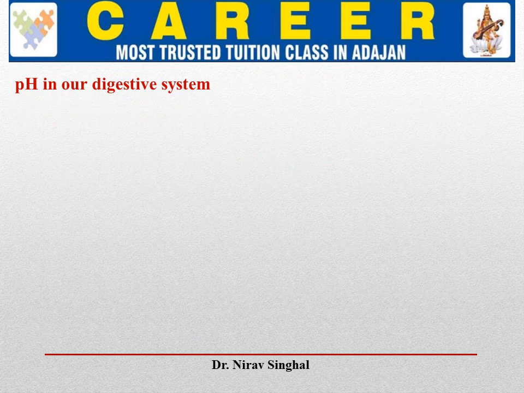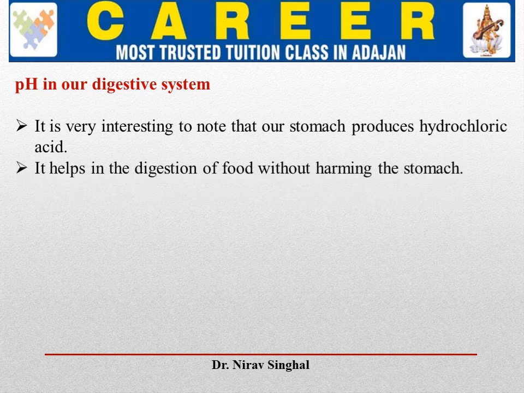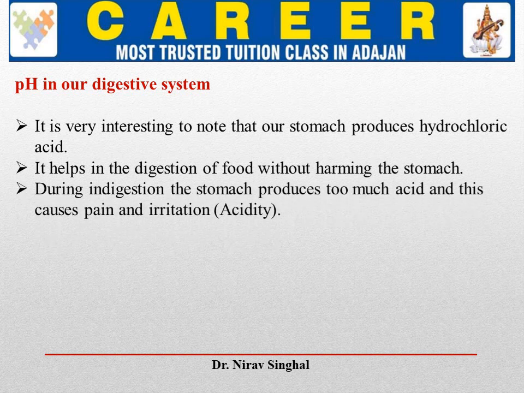Next, the pH of our digestive system. The stomach contains hydrochloric acid, which is a strong acid. It is required for the digestion of food, and its pH is somewhere around 1.2 to 2. During indigestion, the stomach produces too much acid. If we take oily food, spicy food, or sour food, it results in excess secretion of acid in our stomach. This excess secretion of acid in the stomach results in acidity.